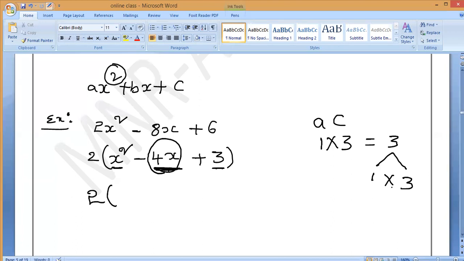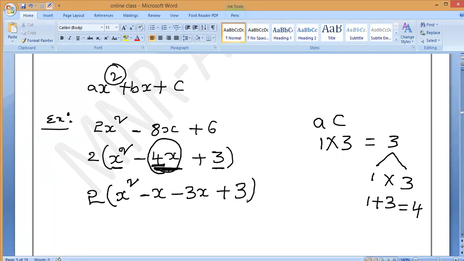Do addition or subtraction to get the middle term. The middle term is 4, so do addition: minus 3 minus 1. So x square minus 3x minus x plus 3. Understood? Any doubt, ask me.